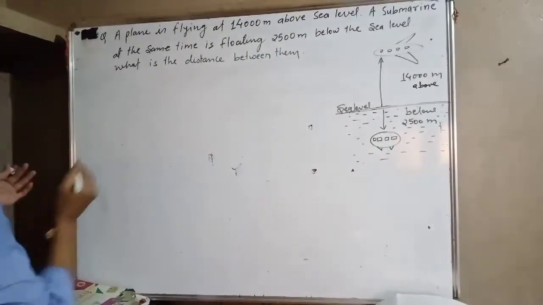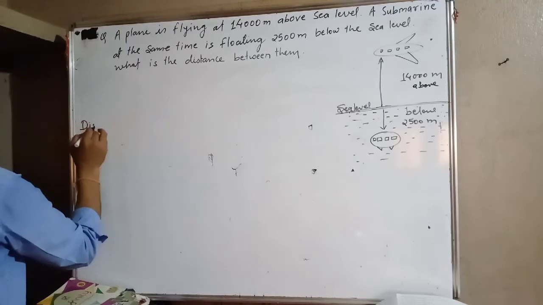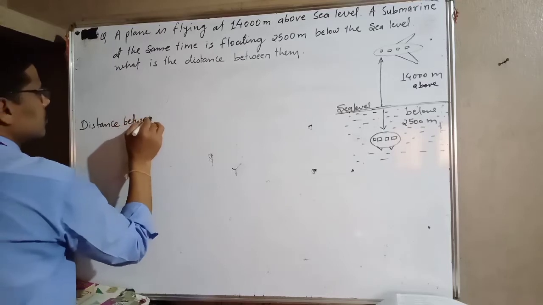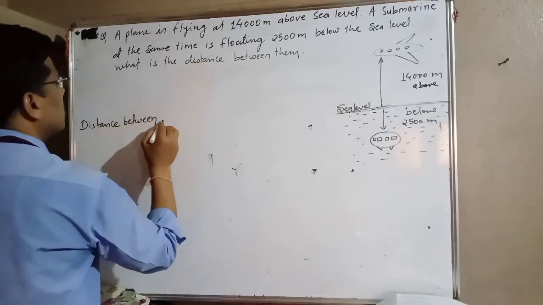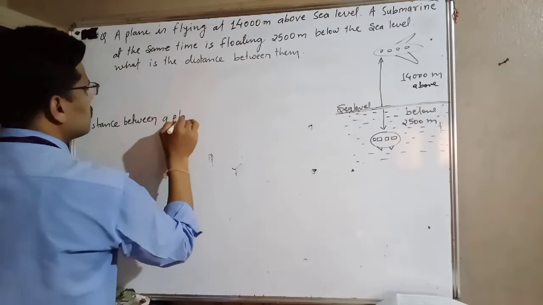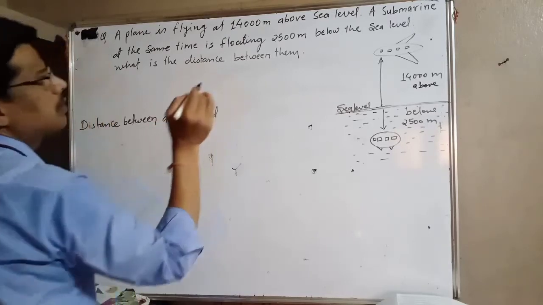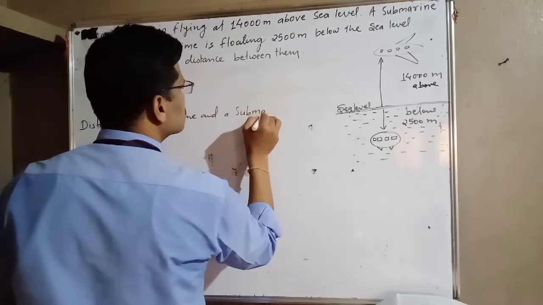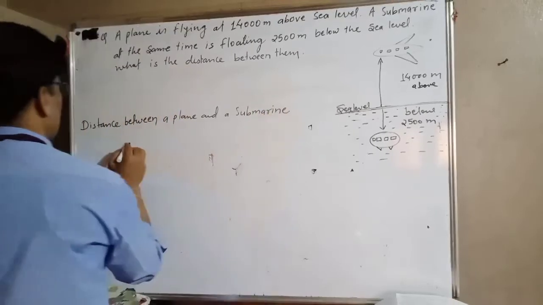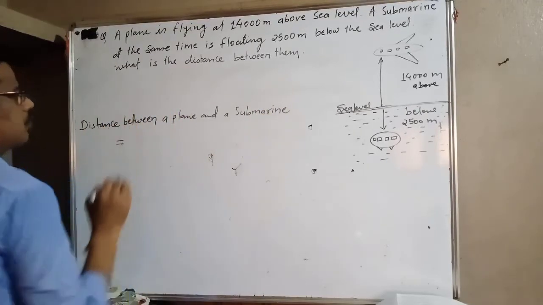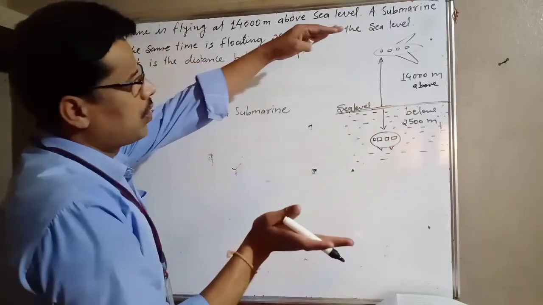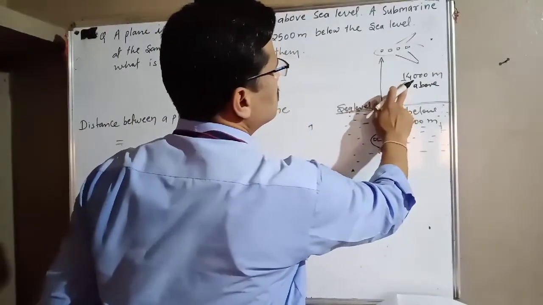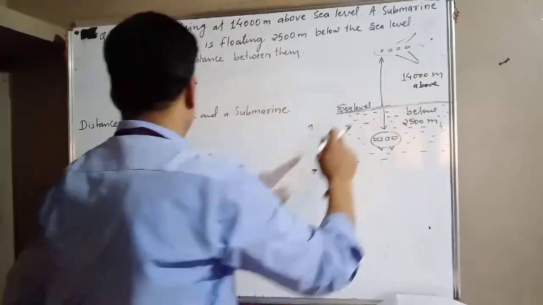How will you find it? We can write here the distance between a plane and a submarine is equal to. When you find the distance between the two objects, you want their difference. So first we have to write the distance over the sea level, 14,000. We write here 14,000 meters.